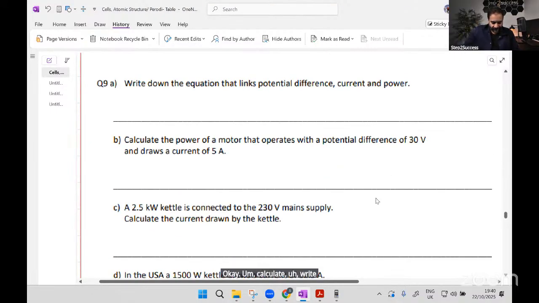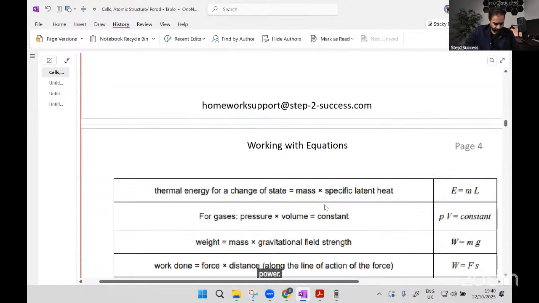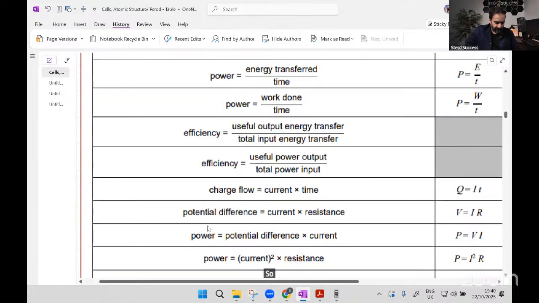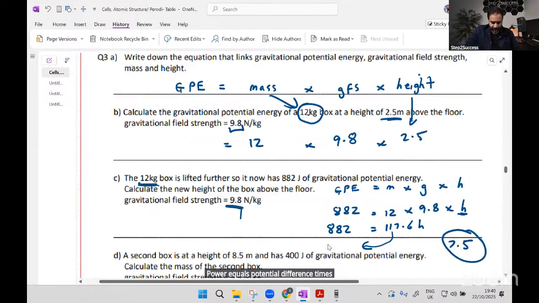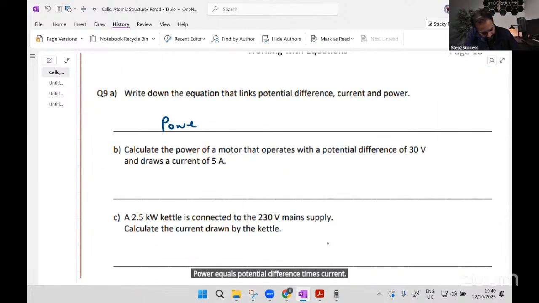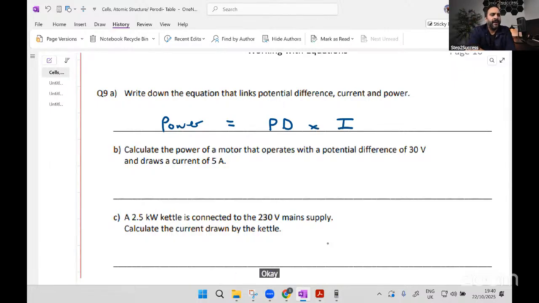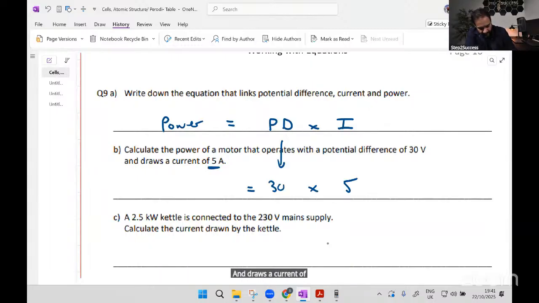Write down the equation that links potential difference, current, and power. So you're looking for an equation that says potential difference, current, and power. And look, I found it. Power equals potential difference times current. Okay, so written that down. Calculate the power of a motor that operates with a potential difference of 30, so that's 30, and draws a current of 5. 30 times 5 is 150.